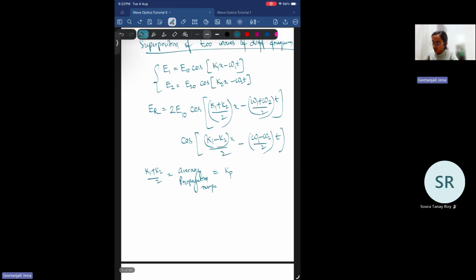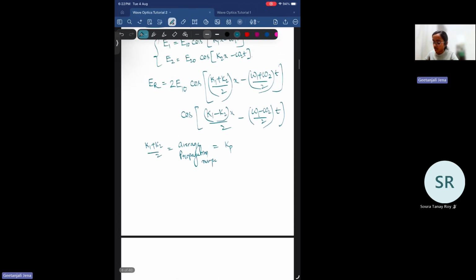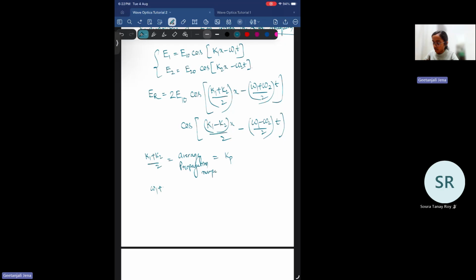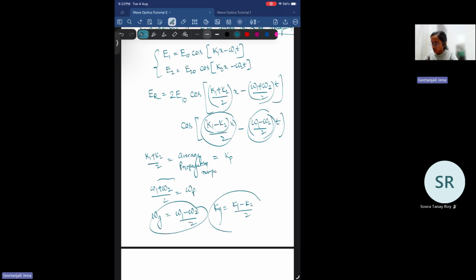And we have the average angular frequency, (omega 1 plus omega 2)/2, which is omega p. In the next term, we have the modulation frequency. So omega g is (omega 1 minus omega 2)/2, and kg is (k1 minus k2)/2. This is the modulation frequency, and this is the modulation propagation number.